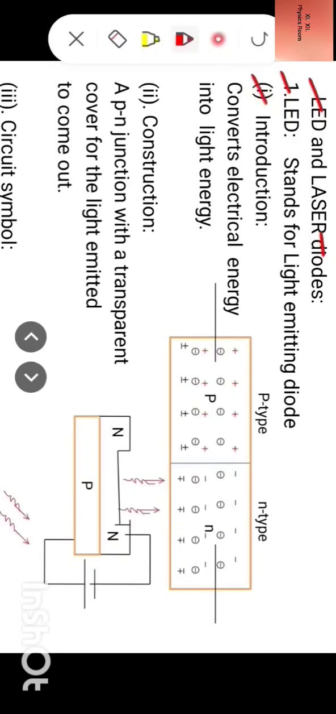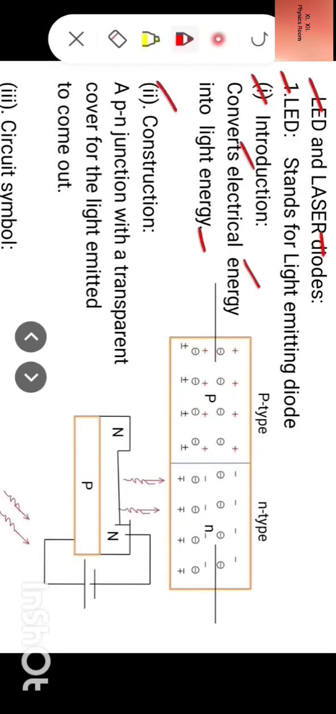First, introduction. LED converts electrical energy into light energy. I repeat, LED converts electrical energy into light energy.